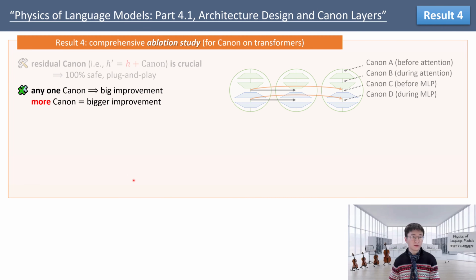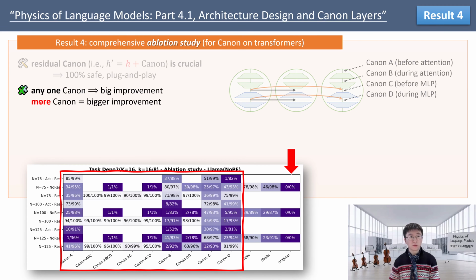In the second ablation study, we study how much Canon we want to add. It turns out that adding any one of the Canons, whether it's Canon A, Canon B, Canon C, or Canon D, is generally already much better than, for instance, the original transformer. This is the performance of NoPE, but you can see it similarly for RoPE or for other synthetic tasks as well.